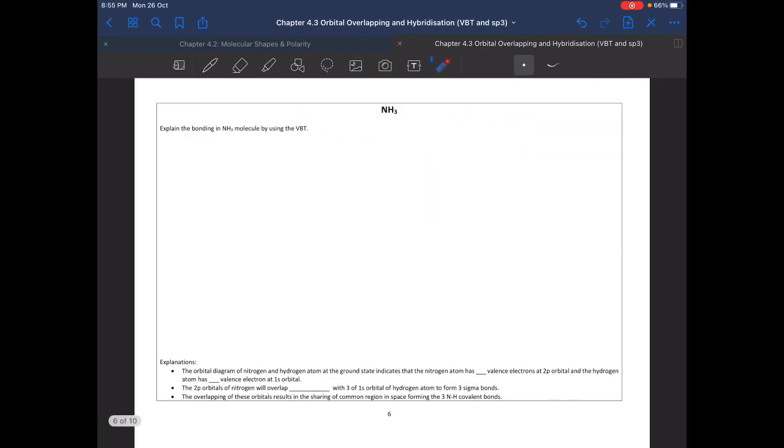Alright, and we have another example here which is NH3. So dia kata explain the bonding in NH3 molecule by using valence bond theory. Okay, so ini pun sama je macam tadi. Cuba buat. Cuba je dulu. Explanation dia saya dah bagi dekat bawah. Just that you have to complete, fill in the blank lah.